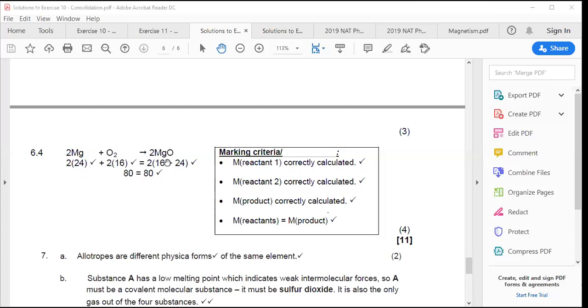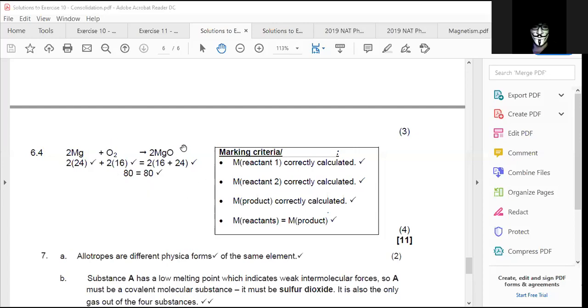Then you go to the right-hand side. You're going to have your magnesium and your oxygen. Oxygen is 16 and magnesium is 24. So you add them: 16 plus 24 gives you 40. 40 times 2 gives you 80. So both sides have got the same answer. You're getting the same mass. So mass is conserved.